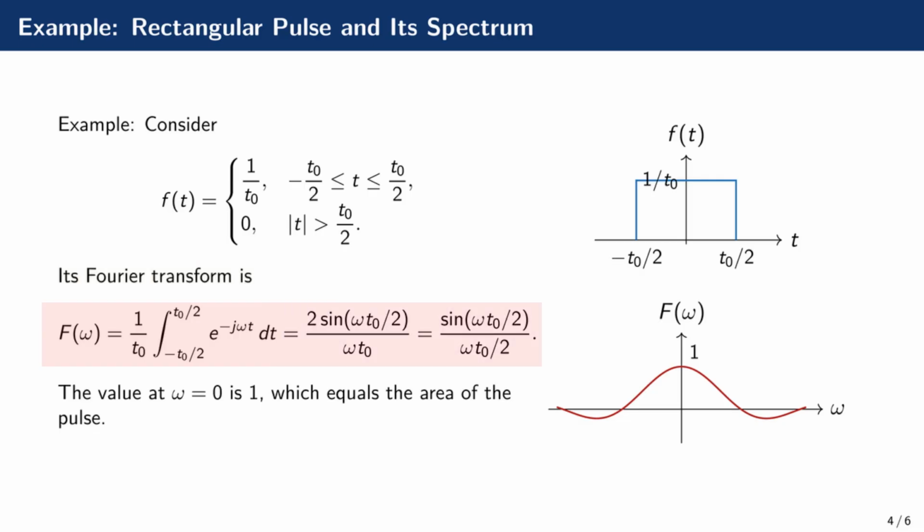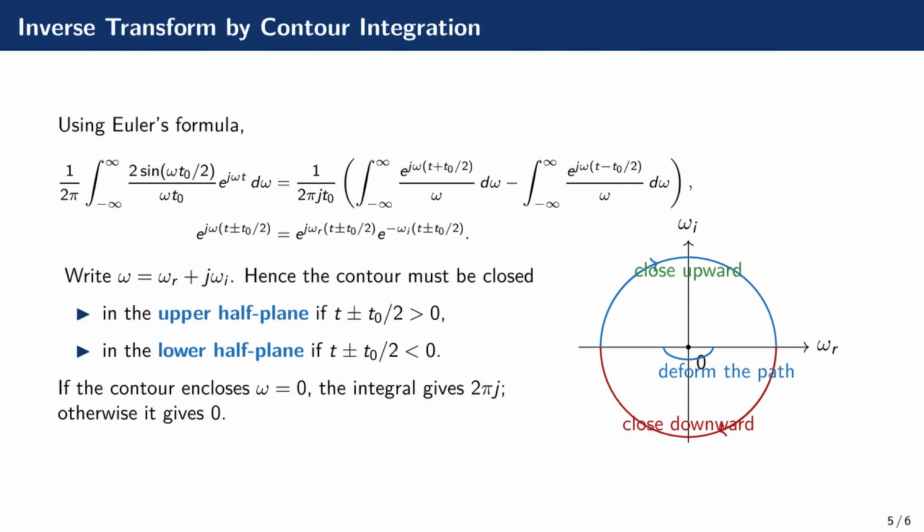Carrying out the integration, we obtain this function, which is also called the sinc function. Here, I would like to note that the value at omega equals 0 is 1, which also corresponds to the area of the original pulse. Now, let us apply the inverse Fourier transform to this spectrum. Using Euler's formula, we rewrite the sine term into two exponential terms.